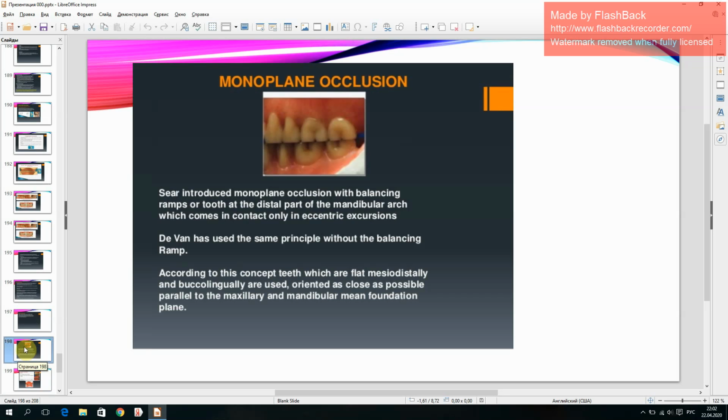And monoplane occlusion. Sears introduced monoplane occlusion with balancing ramps or tools at the distal part of the mandibular arch, which come in contact only in eccentric excursion. Devan used the same principle without the balancing ramp. According to this concept, teeth which are flat mesiodistally and buccolingually are used, oriented as close as possible parallel to the maxillary and mandibular main foundation plane.